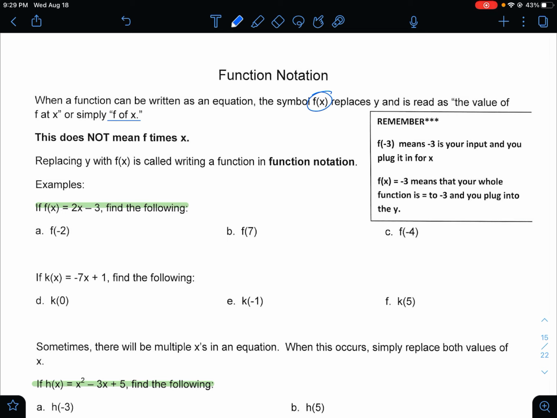This does not mean f times x, okay? I know we talked about when you have letters right next to each other, like if we had x, y, that would mean x times y. It does not mean f times x, it means a function. So replacing y with f of x is called writing a function in function notation. For example, if we had y equals mx plus b, if we wanted to write this in function notation, we replace the y with f of x, just like that.